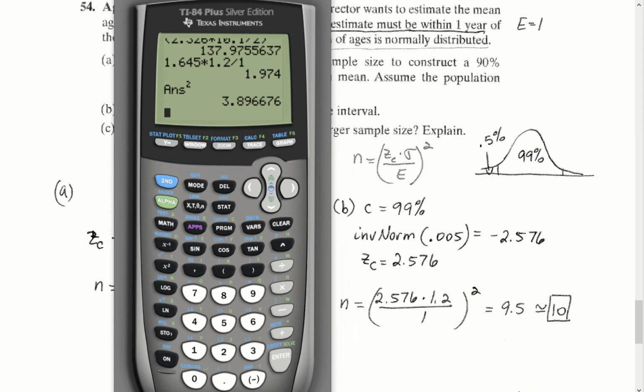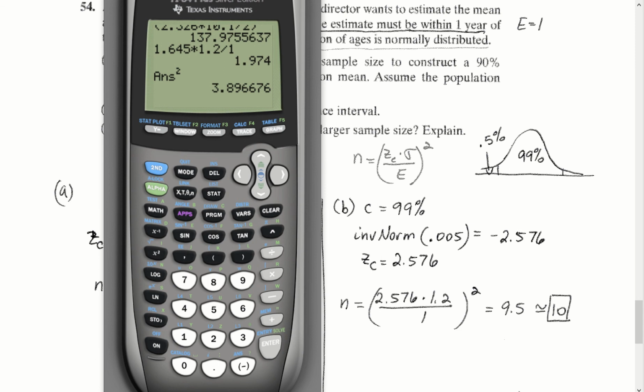Let's now take a look and do this for the 99% confidence interval. The only thing that's going to change is the Z critical value. We need the Z critical that corresponds to the 99% level of confidence. If it's 99% between, that means that it's 1% on the outside. Those outsides together make up the 1%. So the left tail would be half of 1%, which would be half of a percent. So we go to inverse norm, 0.5%, that's 0.005. Remember, you're always moving the decimal spot 2 places to the left to go from percent to decimal.